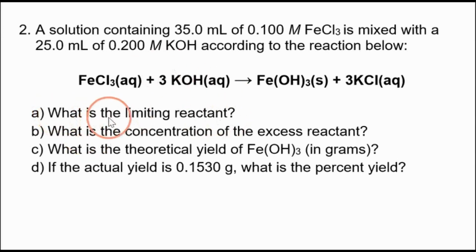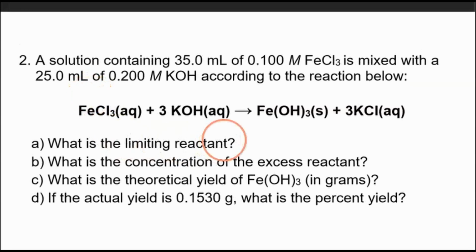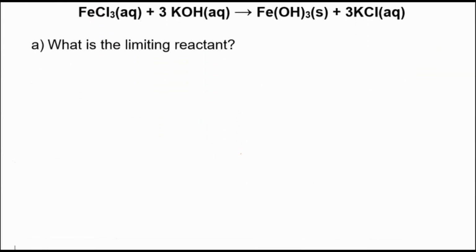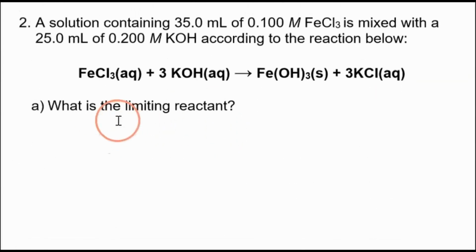And we'll do the same things. What is the limiting reactant? What is the concentration of the excess reactant? What is the theoretical yield? And then if the actual yield is 0.1530 grams, what is the percent yield? These questions are as common as the color blue in this topic, so to speak. So we'll jump into it. I'll show you 2 ways to find out what the limiting reactant is. I'm going to give a little bit of space here. This is one of the more common ways that I see students do it, and there's nothing wrong with this, totally fine.